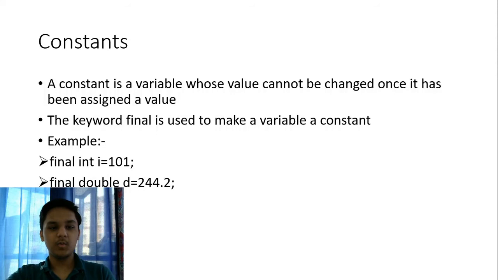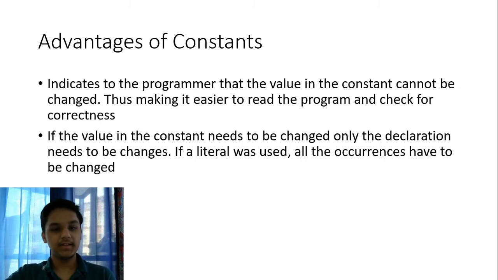So you might be wondering, why do we need constants? What's the use? I get it, I don't need to change the value, but how's that going to help? So let's see the advantages of constants. When we are reading the program and we use the final keyword before a declaration or initialization, it will indicate to the programmer or anyone who reads the program that that value cannot be changed. This will make it easier to read the program and check for correctness.